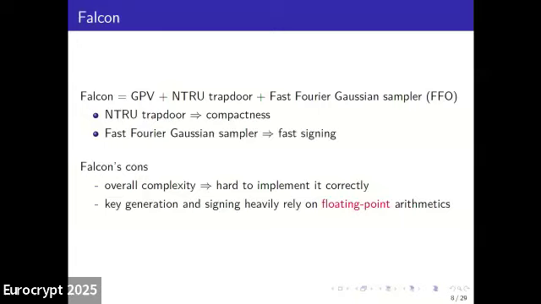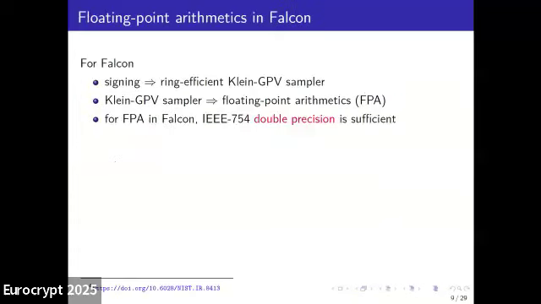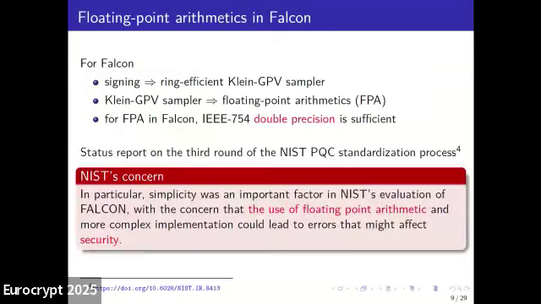Falcon's main drawback is the overall complexity, which makes it hard to implement correctly, and the key generation and signing heavily rely on floating point arithmetic. In other words, Falcon's signing uses the ring-efficient Klein GPV sampler, which involves a lot of floating point arithmetic. For floating point arithmetic in Falcon, it's generally accepted that double precision is sufficient.